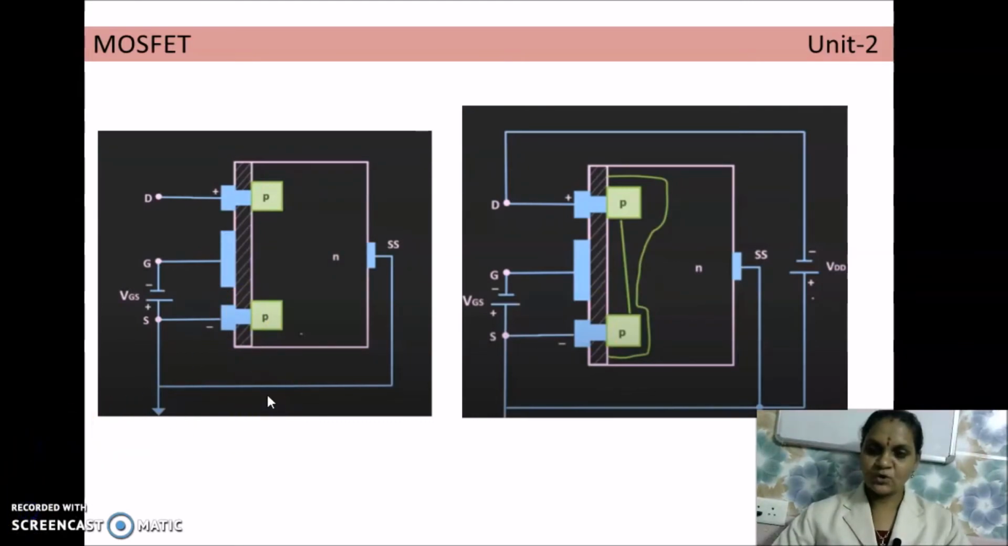And this is the operation of a P-channel enhancement type MOSFET. You know that an enhancement MOSFET operates only in enhancement mode. In the P-channel, enhancement mode is possible for negative values of VGS. Let us see how this is happening.